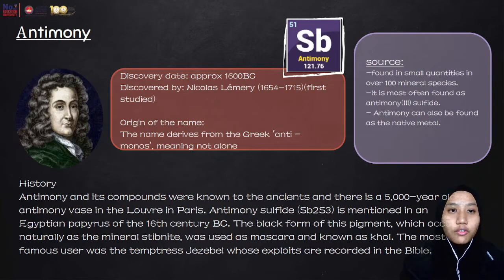The history of antimony: antimony and its compounds were known to the ancients, and there is a 5,000-year-old antimony vase in the Louvre in Paris. Antimony sulfide is mentioned in an Egyptian papyrus of the 16th century BC. The black form of this pigment, which occurs naturally as the mineral stibnite, was used as mascara and known as kohl. The most famous user was the temptress Jezebel, whose exploits are recorded in the Bible.